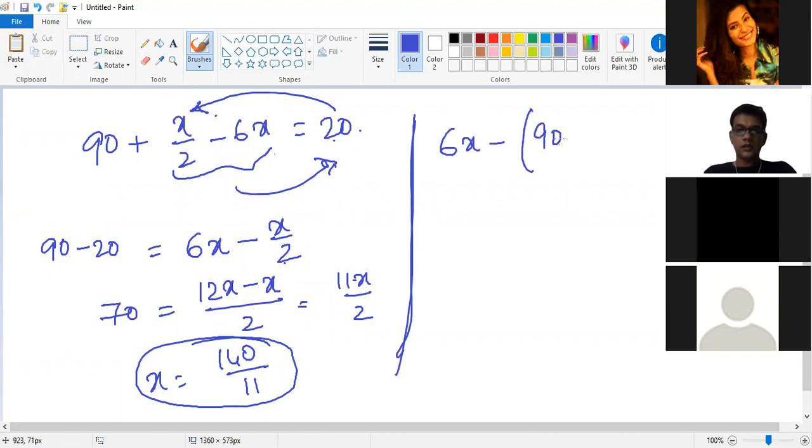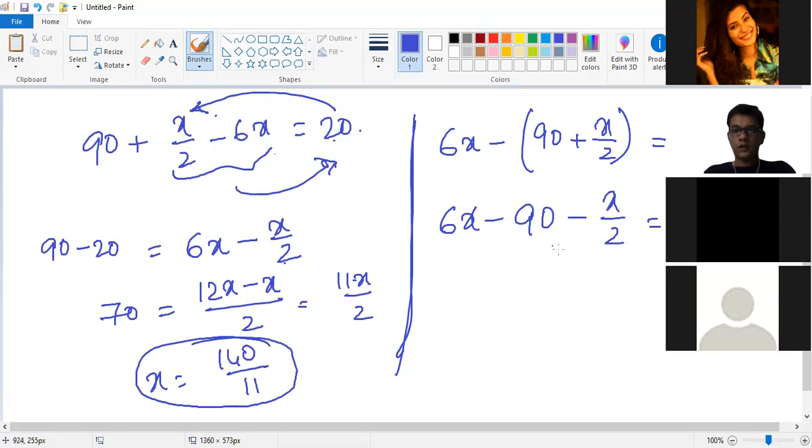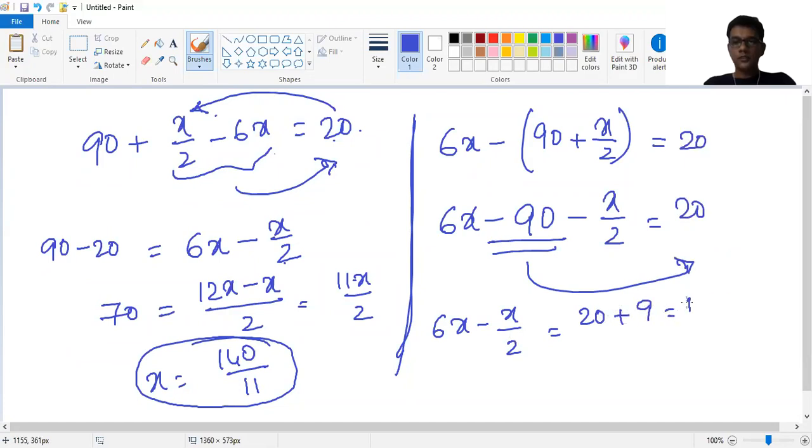6x minus (90 plus x by 2) equal to 20 degrees. So that is 6x; when I open the bracket, the minus gets multiplied across all the terms. That's 20. Now this 90 is minus, so I will take it to the right hand side. So I'll have 6x minus x by 2 is equal to 20 plus 90, which is 110. 6x minus x by 2 is 11x by 2. 11x by 2 is 110. So what is x? 110 into 2 by 11. 11 tens are 110, so that is 20.